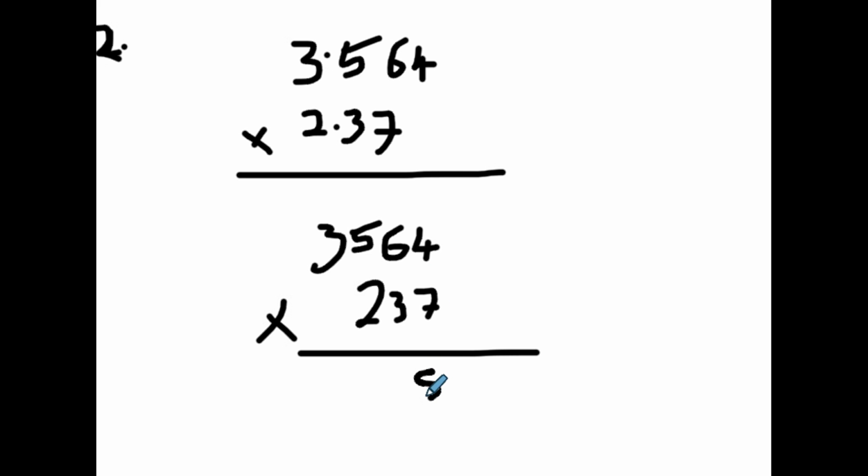28. I'll write 8 and take the 2. 7 times 6 is 42. 2 plus that 2, I have 44. I'll write just 4 and take 4. 7 times 5 is 35 plus the 4, I have 39. So I'll write 9 and collect 3. 7 times 3 is 21 plus the 3, 24.